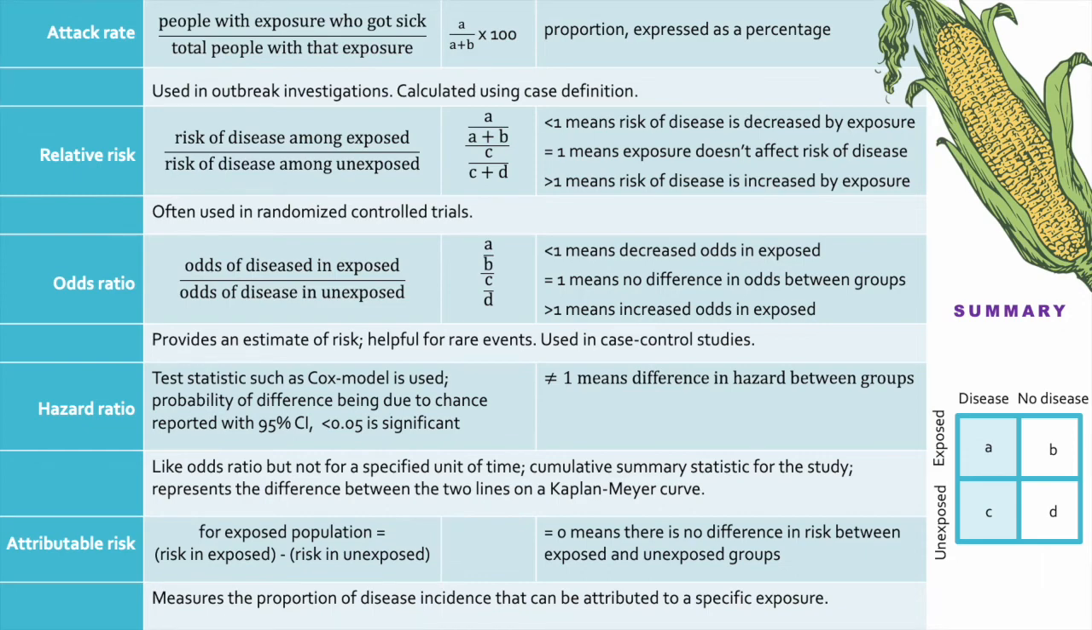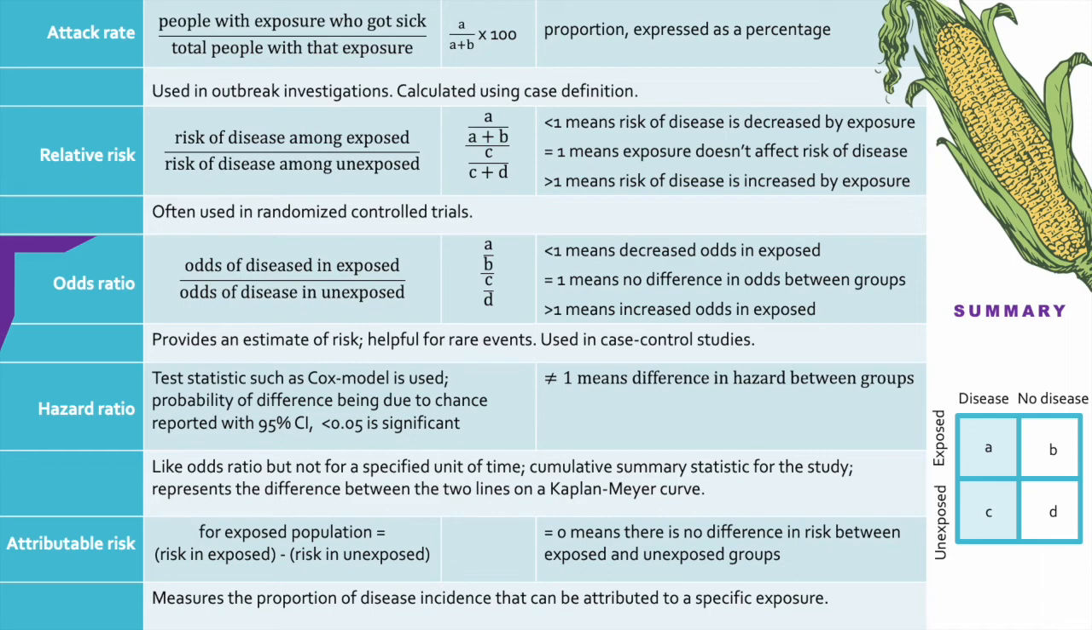Attack rate provides the numerator for relative risk, which is looking at the risk of disease among those exposed divided by the risk of disease among the unexposed. In epidemiology, relative risk is often used in randomized controlled trials. Odds ratio is similar to relative risk, but it's looking at the odds of disease in exposed divided by the odds of disease in the unexposed.